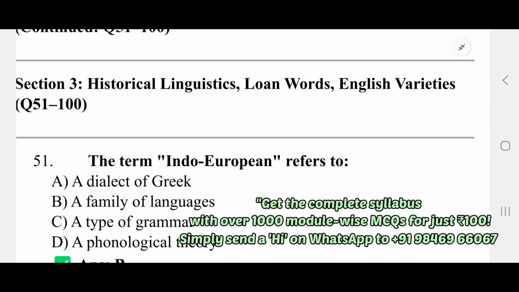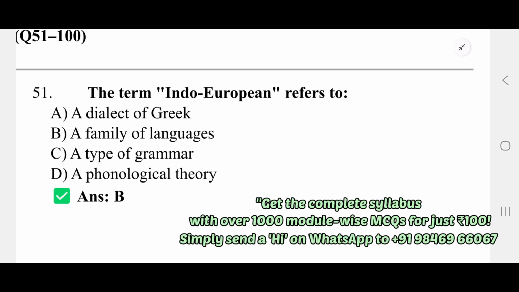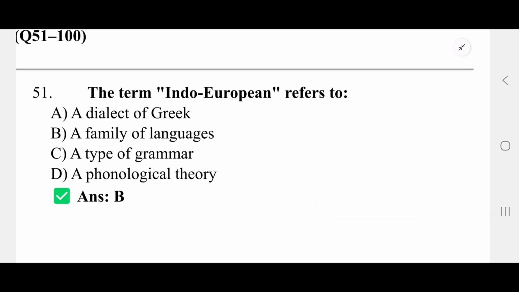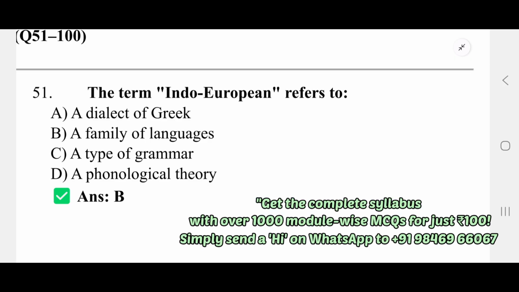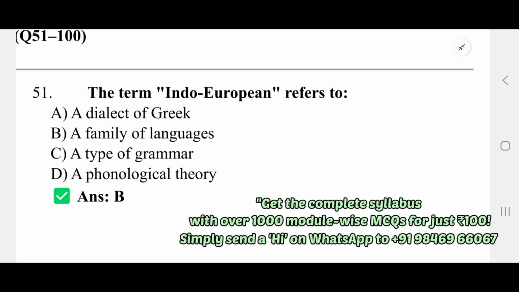Historical linguistics, loanwords, English varieties. The term Indo-European refers to a dialect of Greek, a family of language, a type of grammar, a phonological theory. Indo-European refers to a family of languages. Okay, Indo-European.